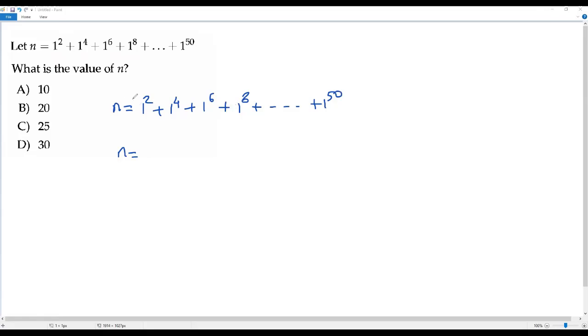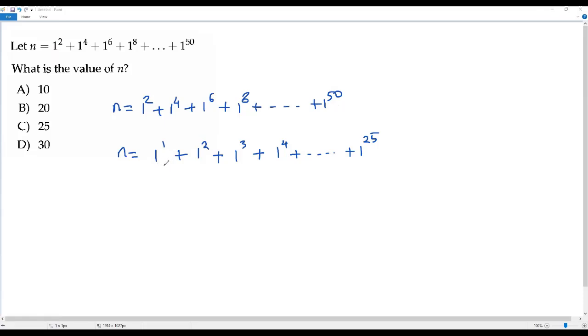Now I'm going to divide each exponent in the given series by 2. Let me divide the first exponent 2 by 2, then I get 1 to the power of 1. Let me divide this 4 by 2, then I get 1 squared. Let me divide this 6 by 2, I get 1 to the 3rd power. Let me divide this 8 by 2, I get 1 to the 4th power, and it keeps going. And let me divide the last exponent, 50, by 2. Then I get 25.